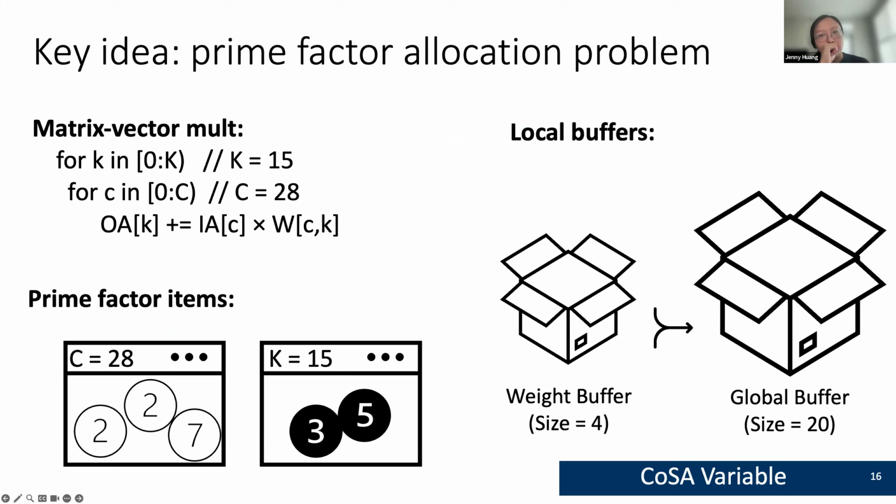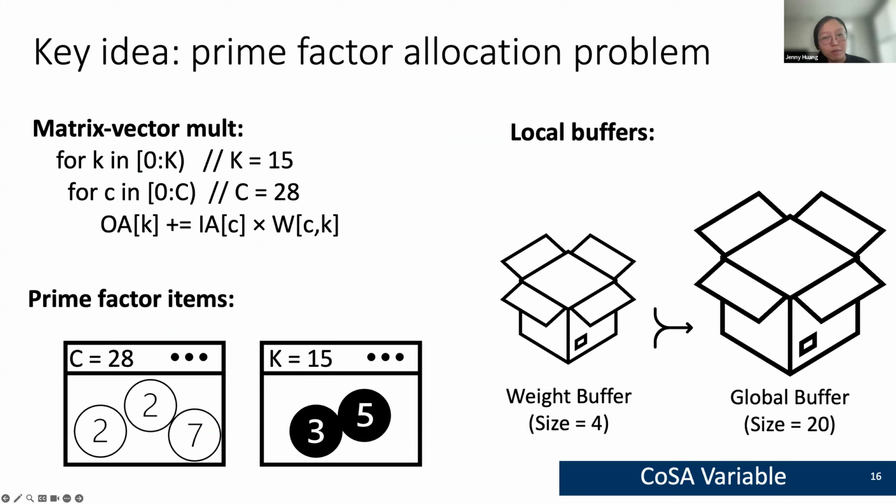And the key idea of COSA is to turn this scheduling problem into a prime factor allocation problem of the ranks and solve for the allocation variables. So here is a simple example we use to demonstrate how COSA works.